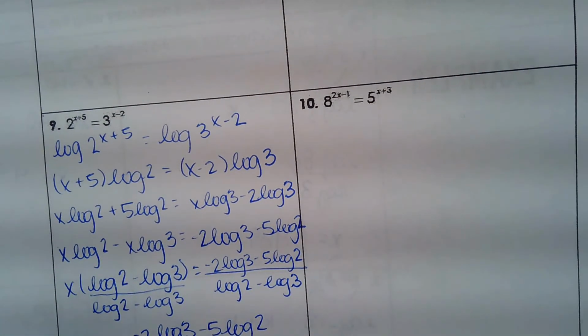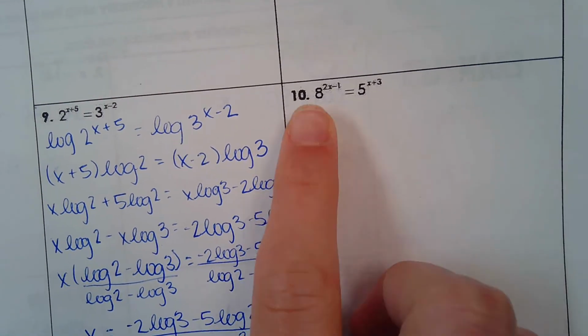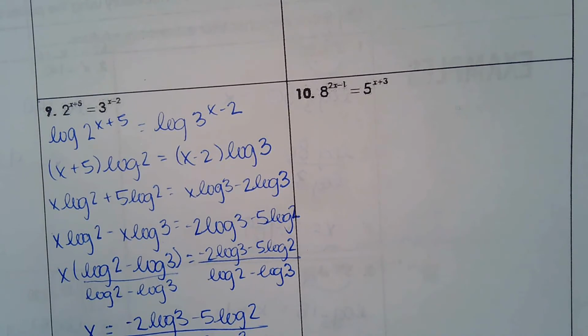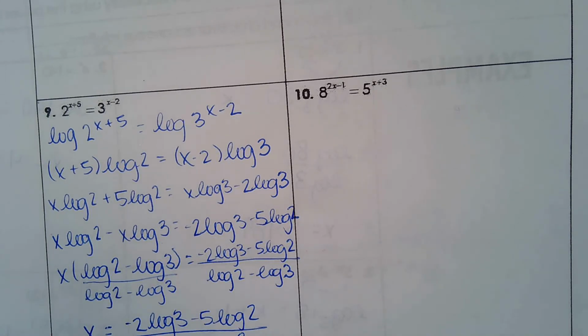So first off, we need to try to see if we could rewrite it with the same bases. Could we do that here? No. And it's not just like 8 to the something equals a number, so we can't do the around the world method either. So that's how we know we have to do it this way. Does that make sense? So we'll do log of each side or natural log of each side, whichever one you want to do is fine.